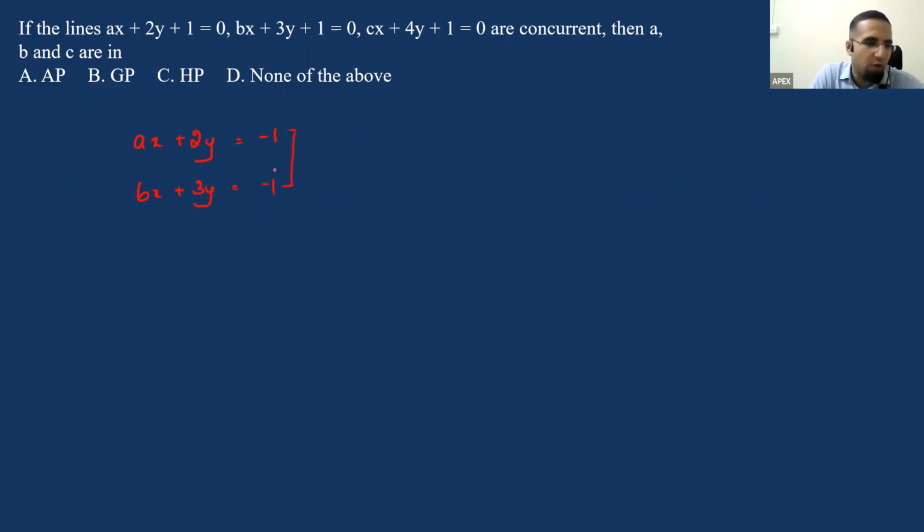So if I equate these two, then what do I get from here, guys? I get ax plus 2y is equal to bx plus 3y, or we get the value of y is equal to x common a minus b. Clear? Similarly, if I look at this part, cx plus 4y is equal to minus 1. Let's equate these two here. So we would have bx plus 3y is equal to cx plus 4y.